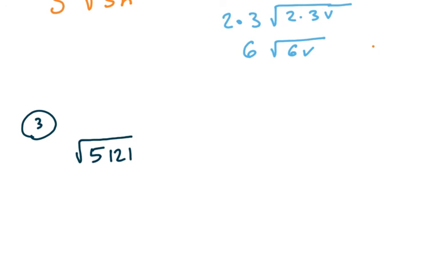Square root 512k squared. So what's going to happen here? Well, again, if you're not certain of how 512 breaks down, we know for sure it's even, so we can divide by 2, so it's 2 times, now what's 500 divided by 2? That's 250. What's 12 divided by 2? That's 6. So 256k squared.